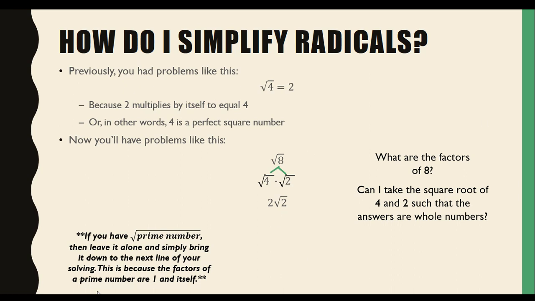This little bit here is important for you to remember. If you have the square root of a prime number, like 2, you're going to leave it alone and bring it down to the next line of your solving. That's because the factors of a prime number are 1 and itself, so you can't break it down any further. You're just going to have to leave it be. Your final answer for this example is 2 square root of 2. That is the square root of 8 simplified.